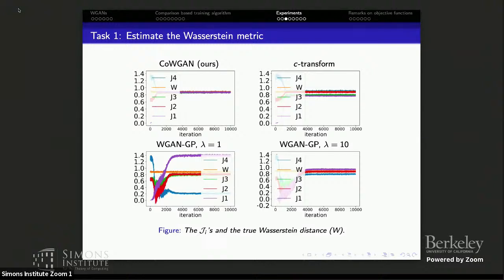And what about the c-transform? In the c-transform here, if I understand correctly, we only use J2. So that means J2 actually converges well, but we have actually small gaps between other quantities.